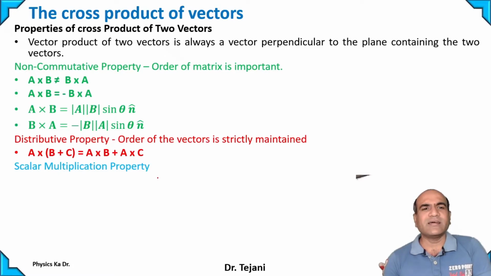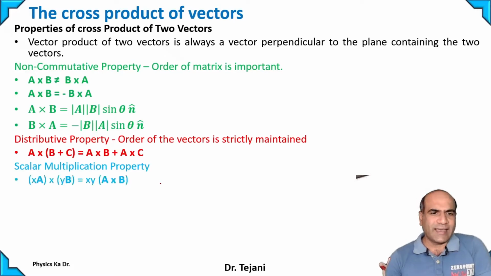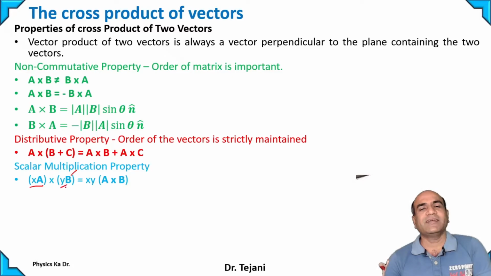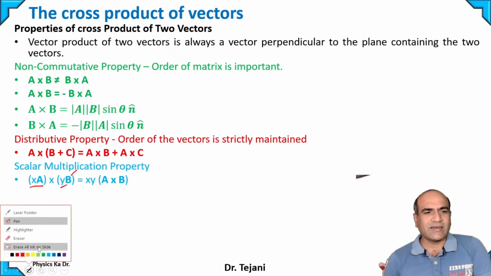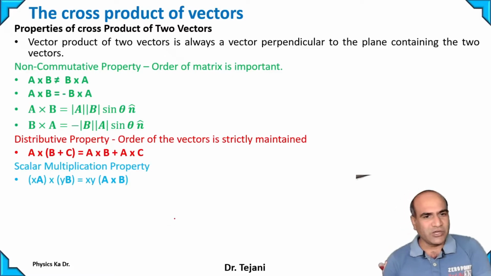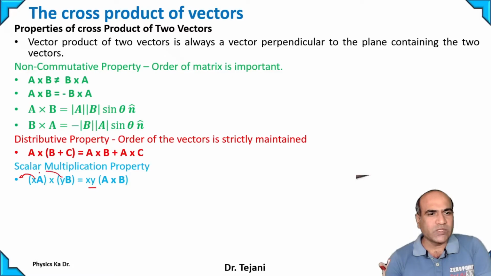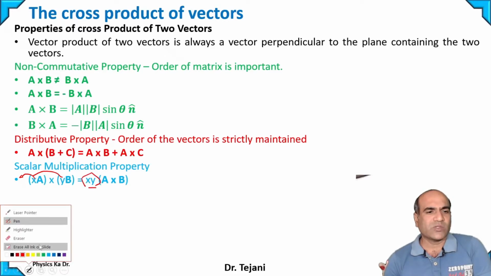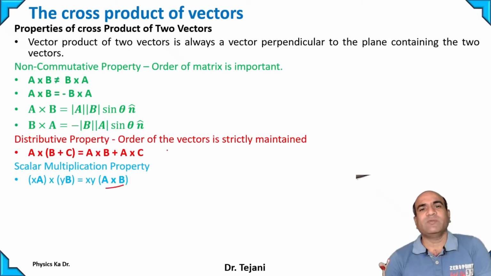Next is the scalar multiplication property. If you multiply the vector with a scalar, so for example, A is multiplied by the scalar x, and B vector is multiplied by the scalar y. A scalar does not have any direction, it just has magnitude. So ultimately, we can take both x and y out. We can have the product x multiplied by y, which for scalars has no dot or cross product, and we can write A cross B.